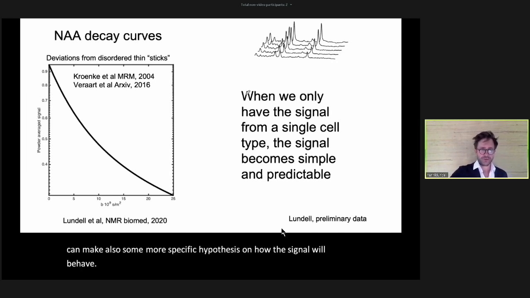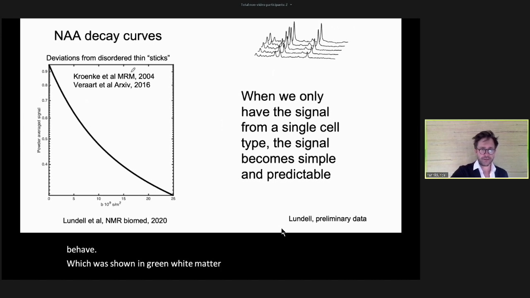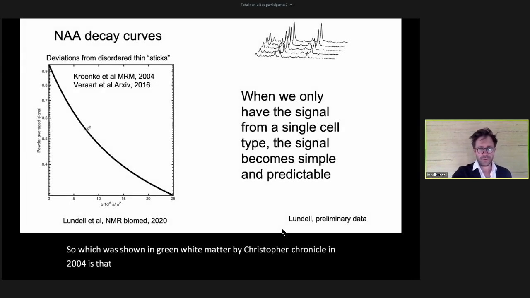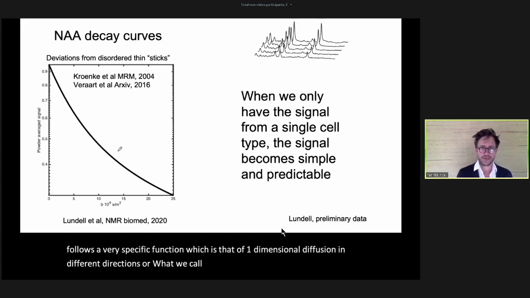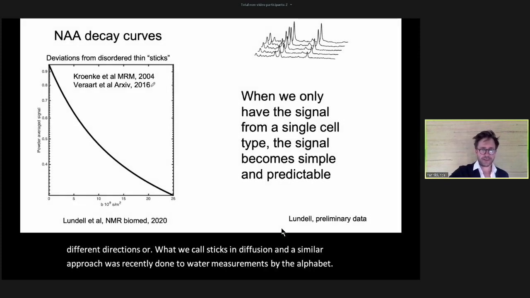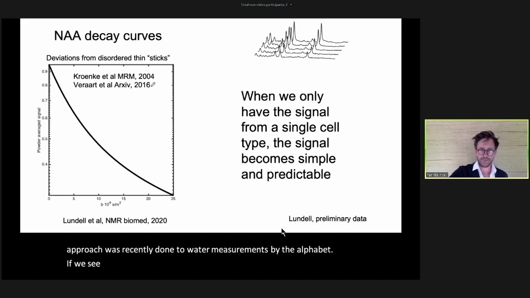It was shown in gray and white matter by Kroenke in 2004 that the signal in white and gray matter in the brain follows a very specific function, that of one-dimensional diffusion in different directions, what we call sticks in diffusion. And a similar approach was recently done for water measurements by Jelescu. If we see a deviation of this, we can have some pretty strong guesses that this could relate to different microscopic environments.